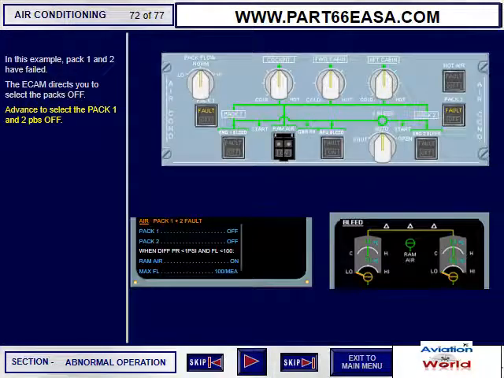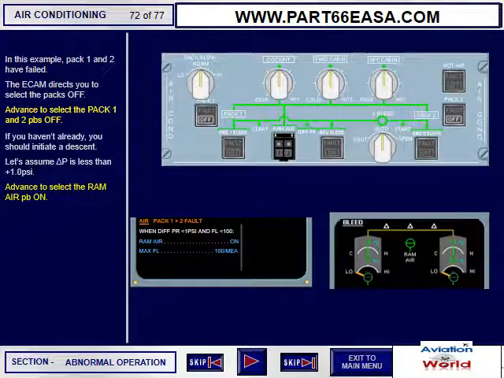In this example, Pack 1 and Pack 2 have failed. The ECAM directs you to select the packs off. Advance to select Pack 1 and 2 push buttons off. If you haven't already, you should initiate a descent. Let's assume delta P is less than +1 psi.